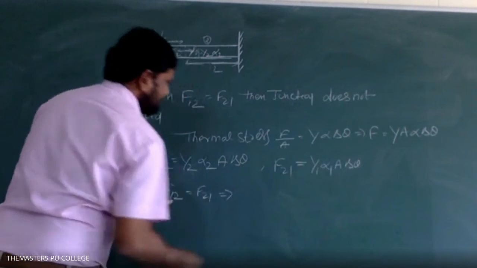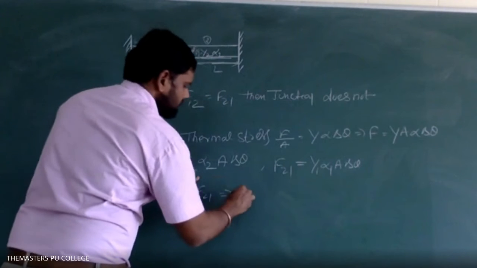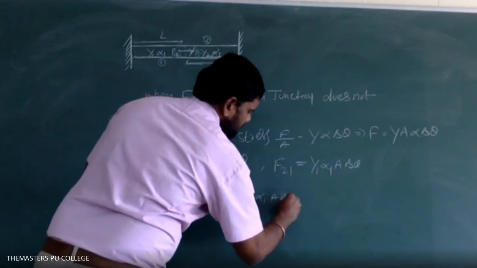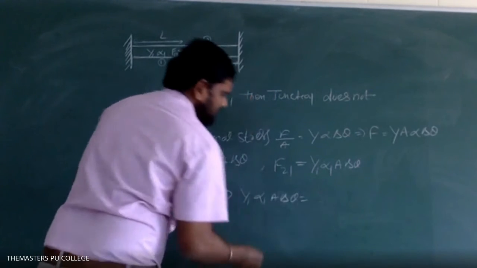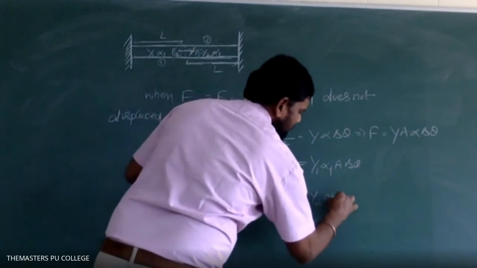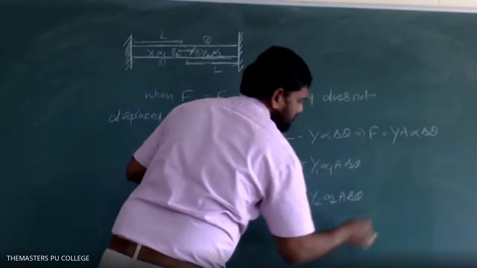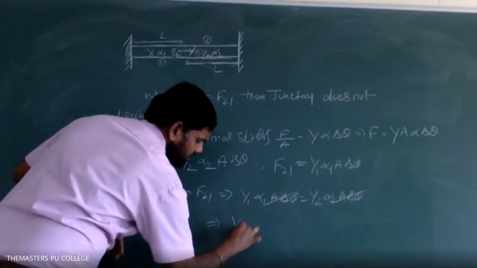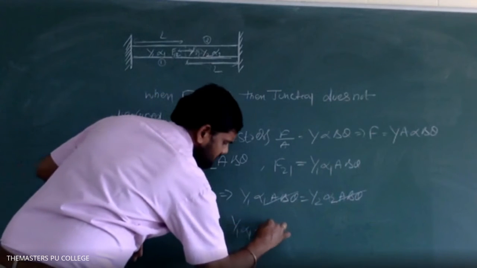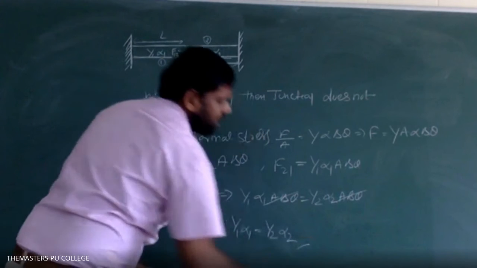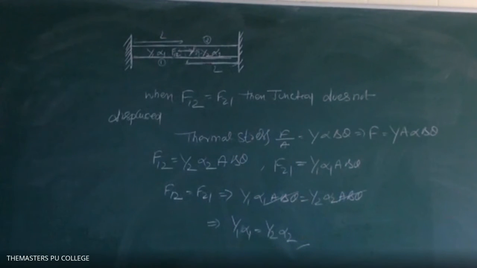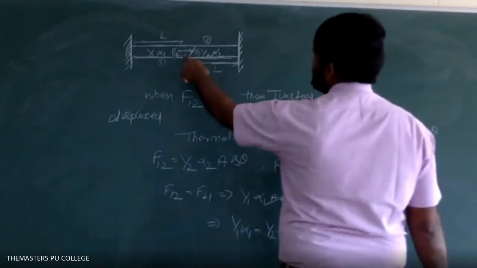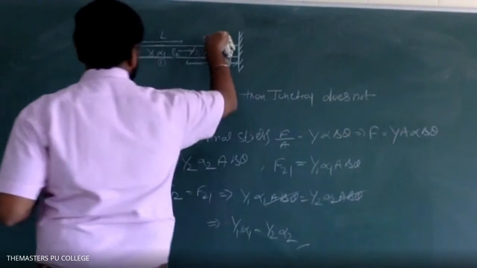So that implies F12, I can write, Y1 alpha 1 A into delta theta equals Y2 alpha 2 A into delta theta. This gets cancelled. Finally, we get Y1 alpha 1 equals Y2 alpha 2. This is the condition when the junction should not be displaced. Okay, so let me write a little bit.